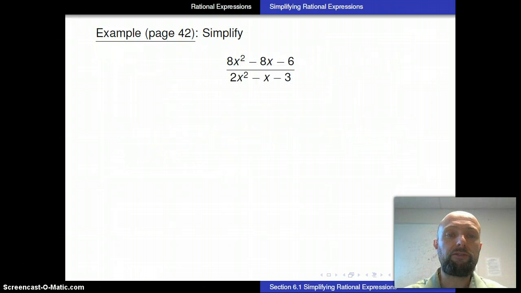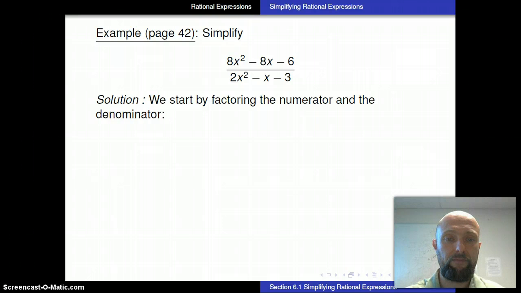Let us illustrate this with the example on page 42. Simplify (8x squared minus 8x minus 6)/(2x squared minus x minus 3). We start by factoring the numerator and the denominator. 8x squared minus 8x minus 6.